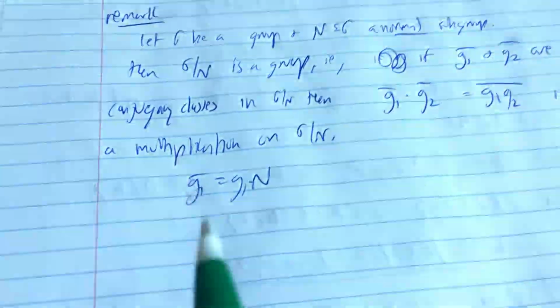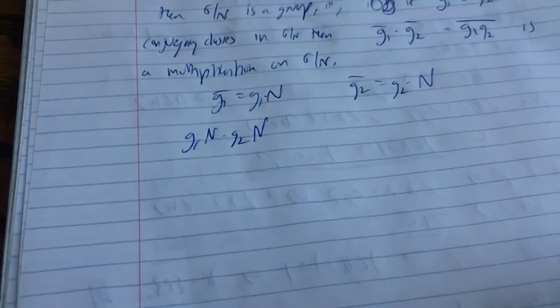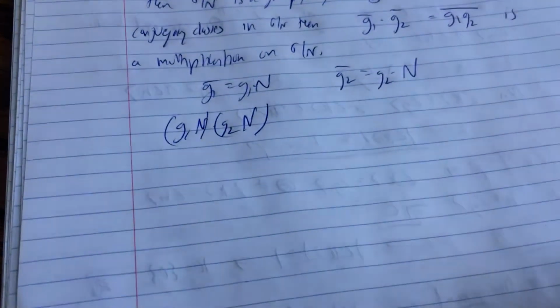Okay, and why is it true? I can just tell you, because what are these? G1 bar is G1 times N. It's all of the things that are this element G1 times anything in N. And G2 bar is G2 times N. And so G1N times G2N. Okay, so you're saying this is some crazy product.